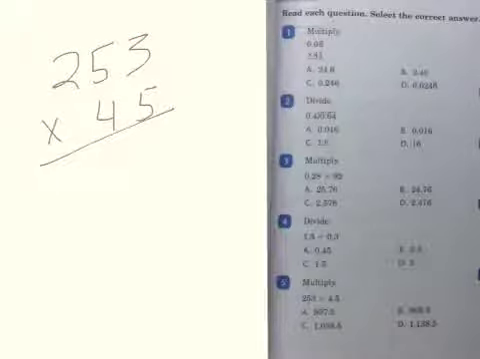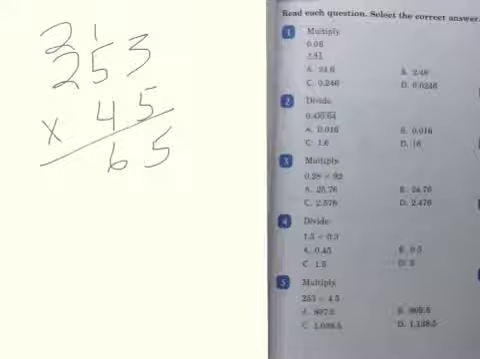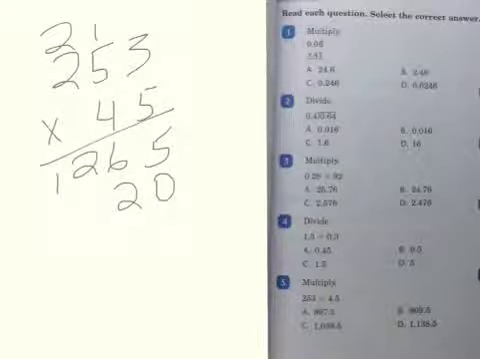Okay, so we'll go 5 times 3 is 15. And then 5 times 5 is 25, plus 1 more is going to give us 26. 5 times 2 is 10, plus 2 more is 12. Going to our tens place, we're going to put our 0 here. 4 times 3 is 12. 4 times 5 is 20, plus 1 more is 21. 4 times 2 is 8, plus 2 more is going to give us 10.